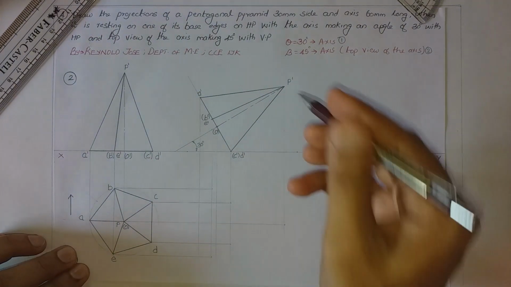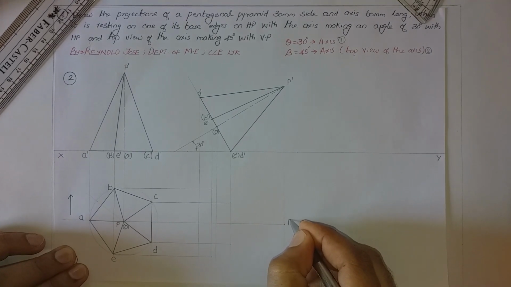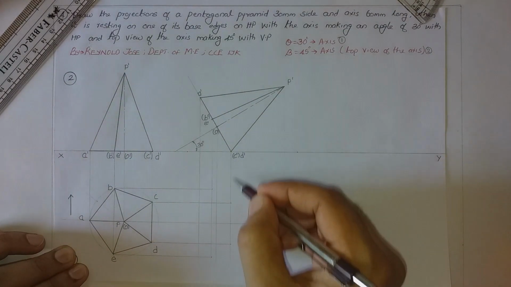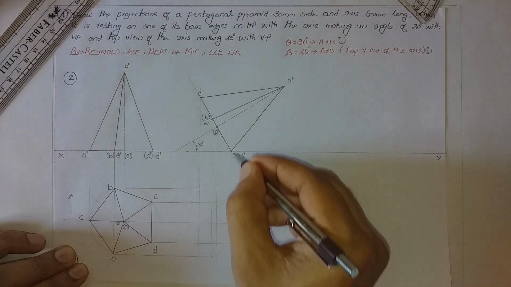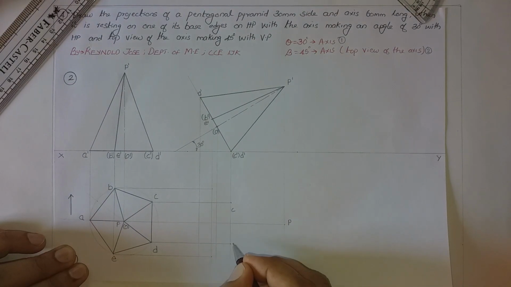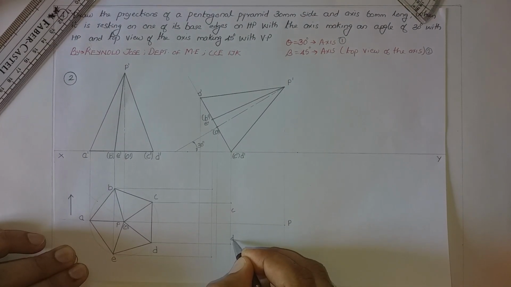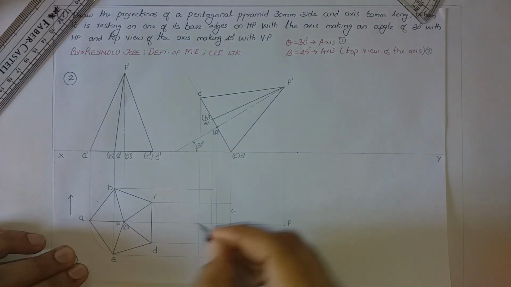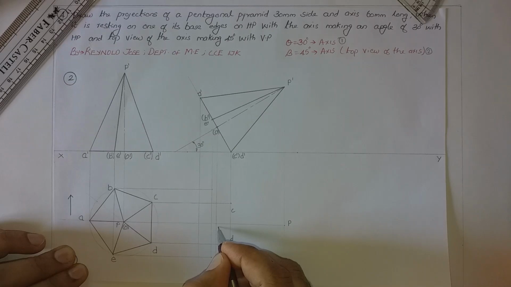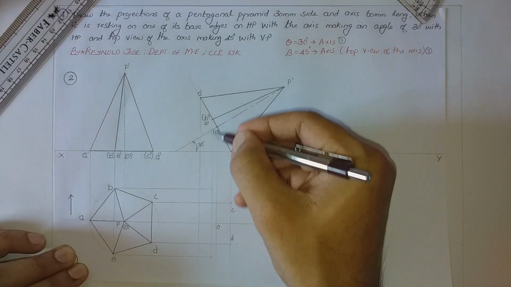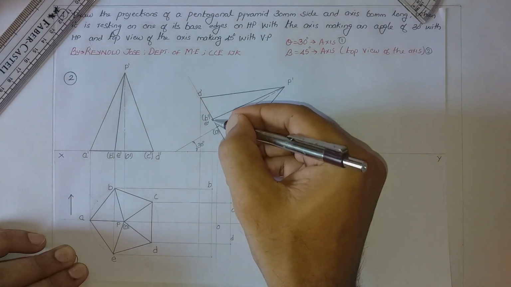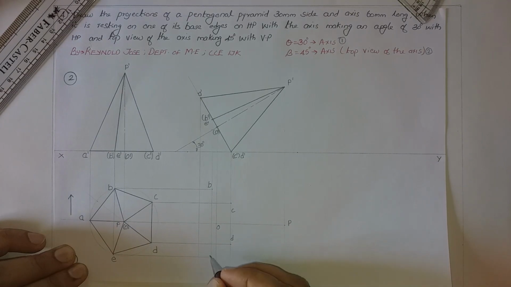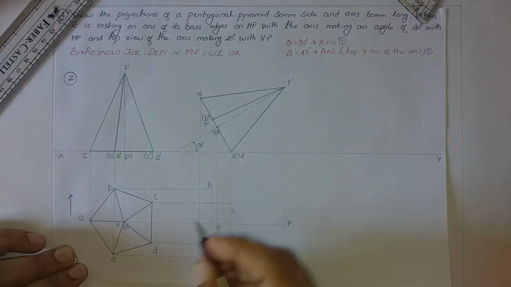We shall mark points P. Next is CD. So this is C, this is C. This is D, and this is also D. This is point O, and this is also point O. And this is B, this is also B. This is E, and this is also E. Last one is A.